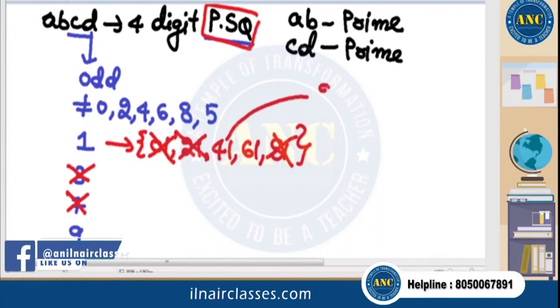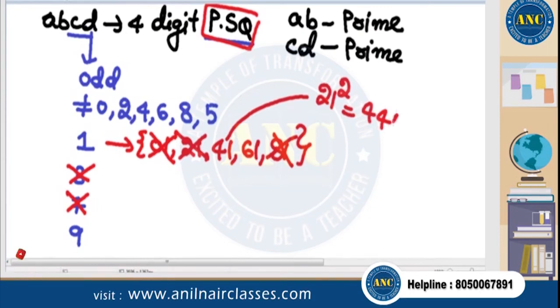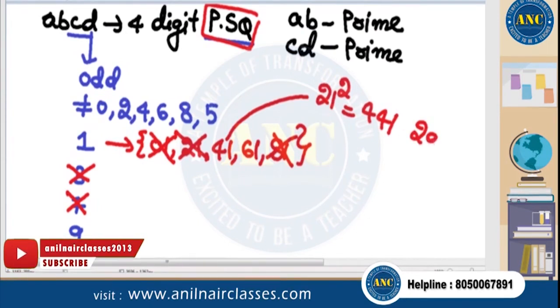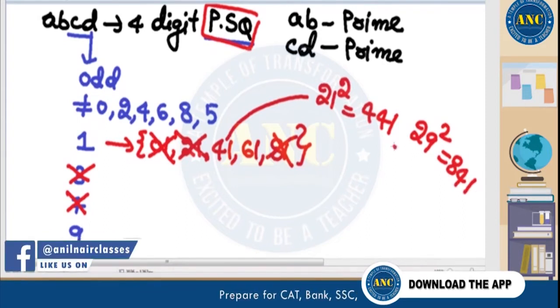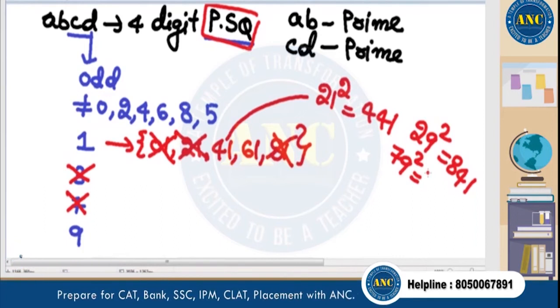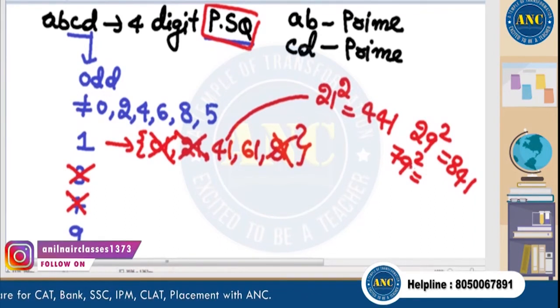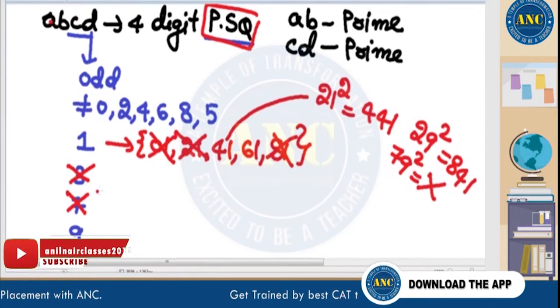Here, what is the smallest number whose square I will get? 21 square is 441. 50 minus 21, 29 square, which is 841. 100 minus 21, 79 square. This will also not satisfy this condition. You can cross check. 0, 1 over.